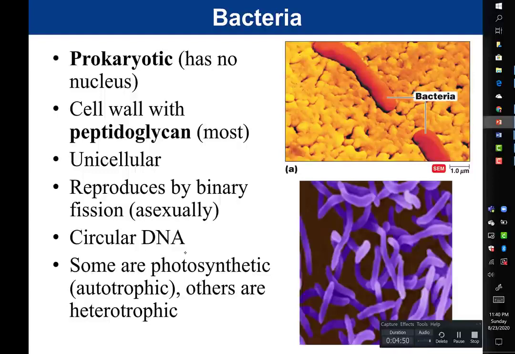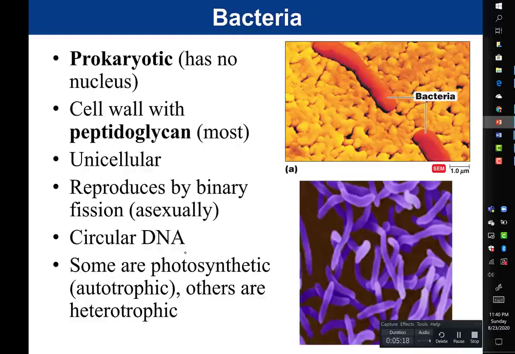So we are going to go through and talk about the different characteristics for these different organisms. And we're going to start with bacteria. So bacteria are prokaryotic. Again, that means these are cells that lack a membrane-bound nucleus. So they have no nucleus. They have a cell wall, and that cell wall is usually made of peptidoglycan.